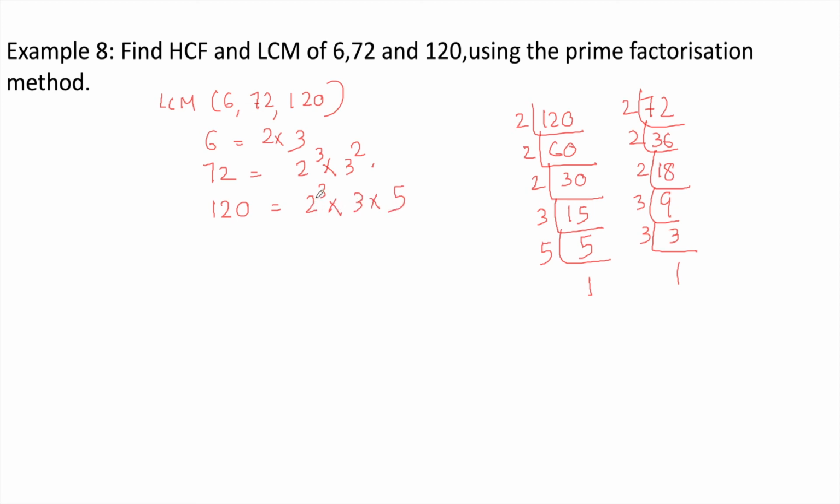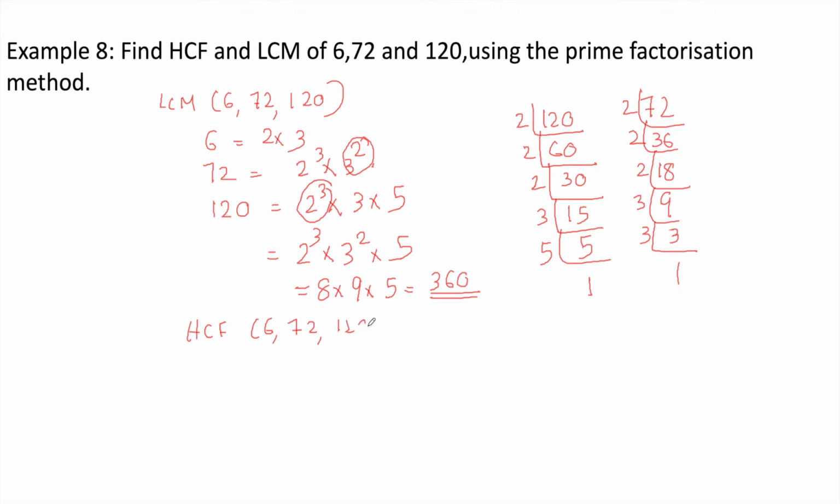So for LCM, we consider the greatest power of each prime factor. For 2, 2 cube is the greatest power. What is the greatest power for 3? It is 3 square, right? And the other prime factor is 5. So 2 cube into 3 square into 5, that is 8 into 9 into 5, which is equal to 360.